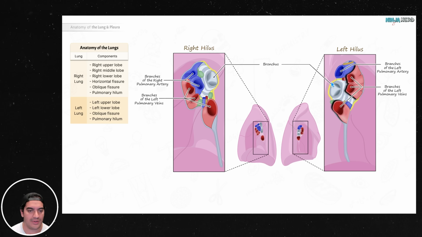So usually arteries are almost always red and veins are almost blue, except for fetal and pulmonary circulation. That's usually opposite because the pulmonary arteries are taking blood from the right lung, getting it oxygenated, bringing it back to the left side of the heart.